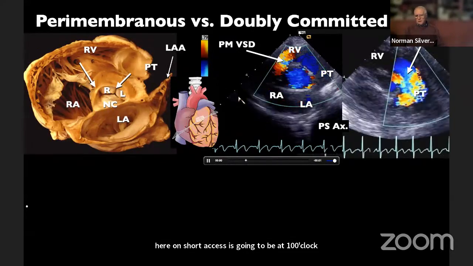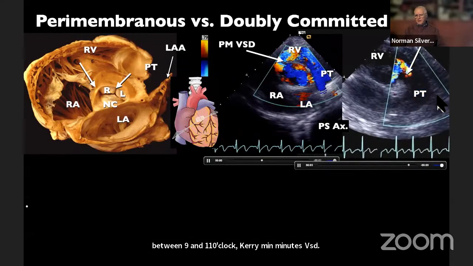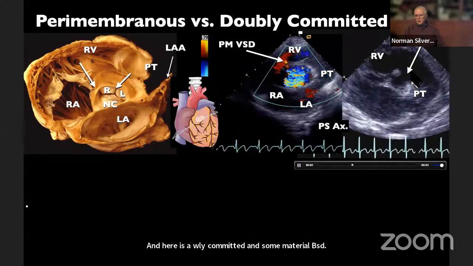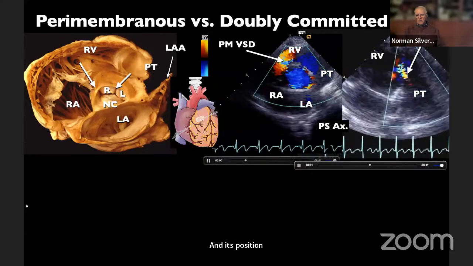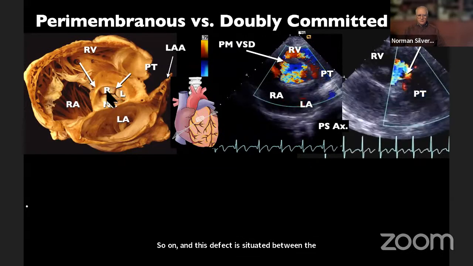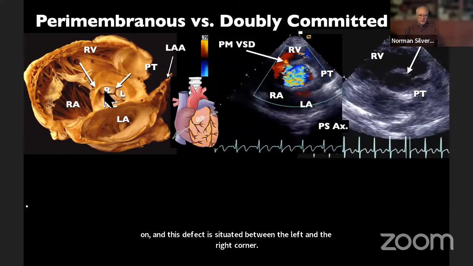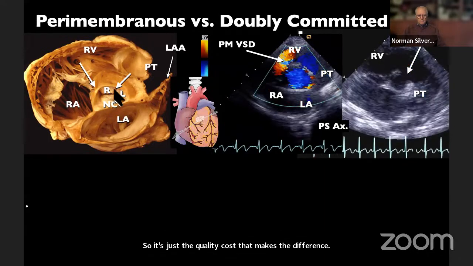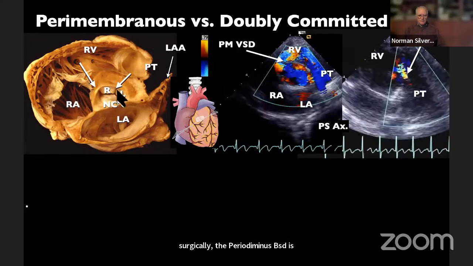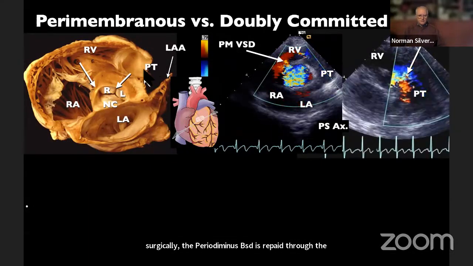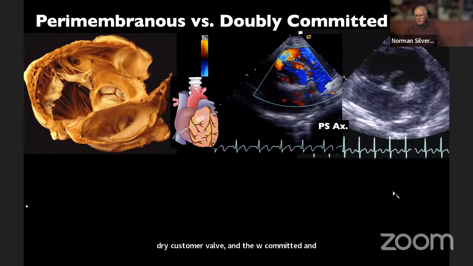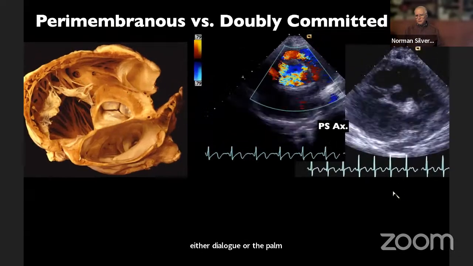Perimembranous VSD. And here is a doubly committed and subarterial VSD, and its position is at 2 o'clock, 1:30 to 2 o'clock. And this defect is situated between the left and the right coronary cusp. So it's just the coronary cusp that makes the difference. It doesn't look like a tremendous amount to you, but surgically, the perimembranous VSD is repaired through the tricuspid valve, and the doubly committed and juxta-arterial defect is repaired through either the aortic or the pulmonary trunk. Depends on surgical preference.